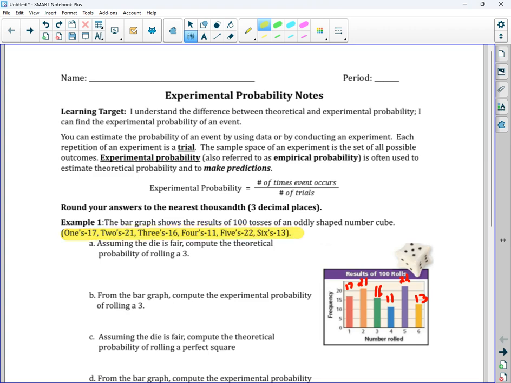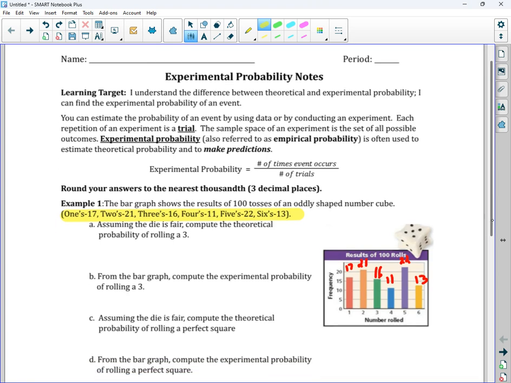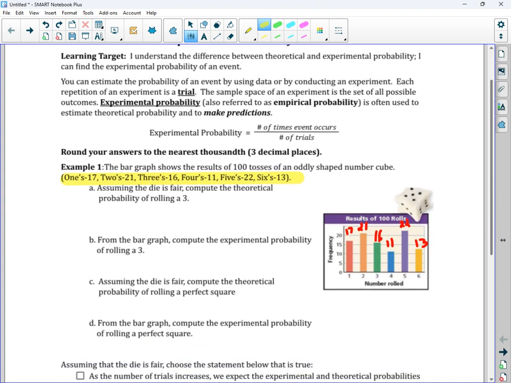And these were from tosses. So someone actually tossed a number cube. So it's not going to be exactly 1/6. This is what happened. So assuming the die is fair, compute the theoretical probability of rolling a 6. Goodness gracious, I'm so sorry. Compute the theoretical probability of rolling a 3.